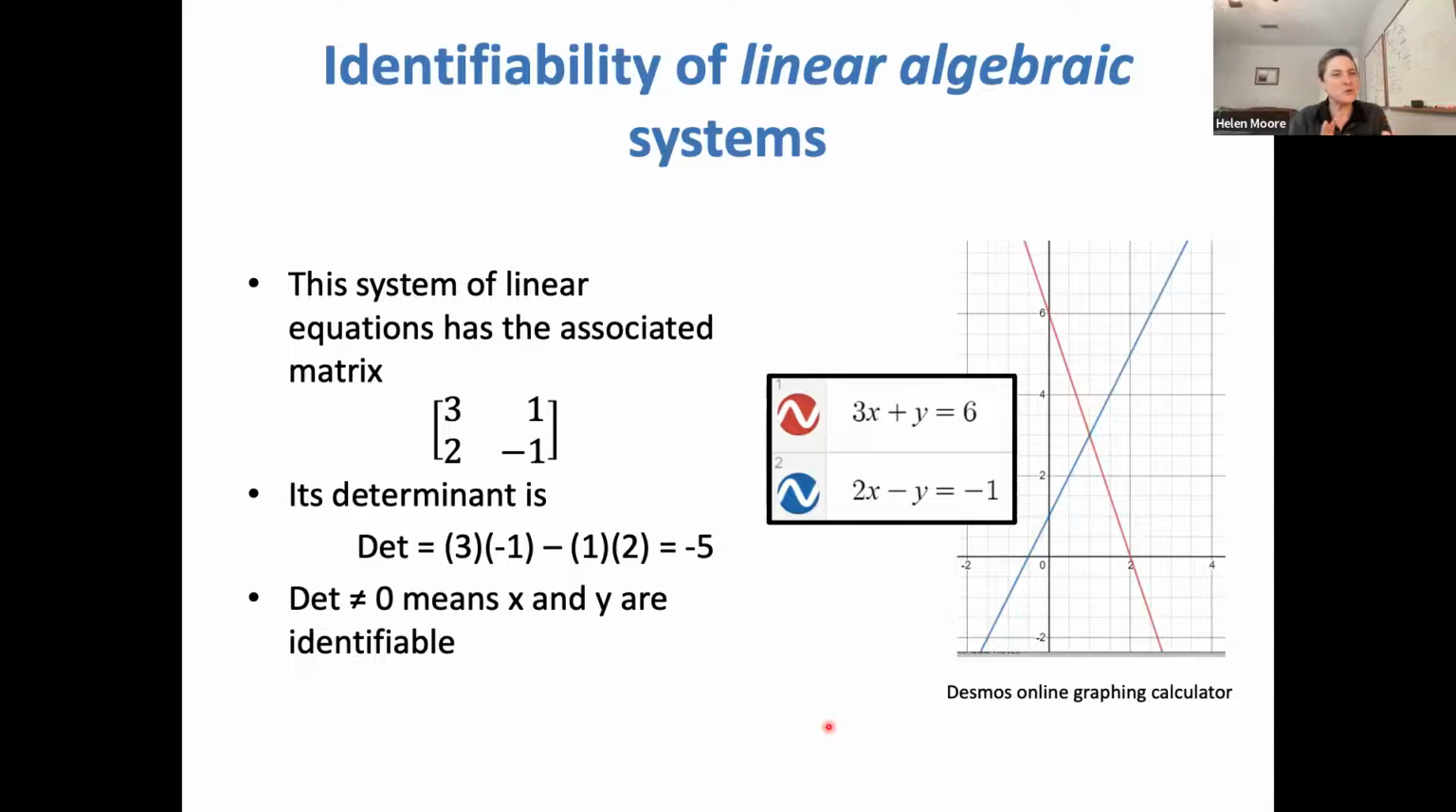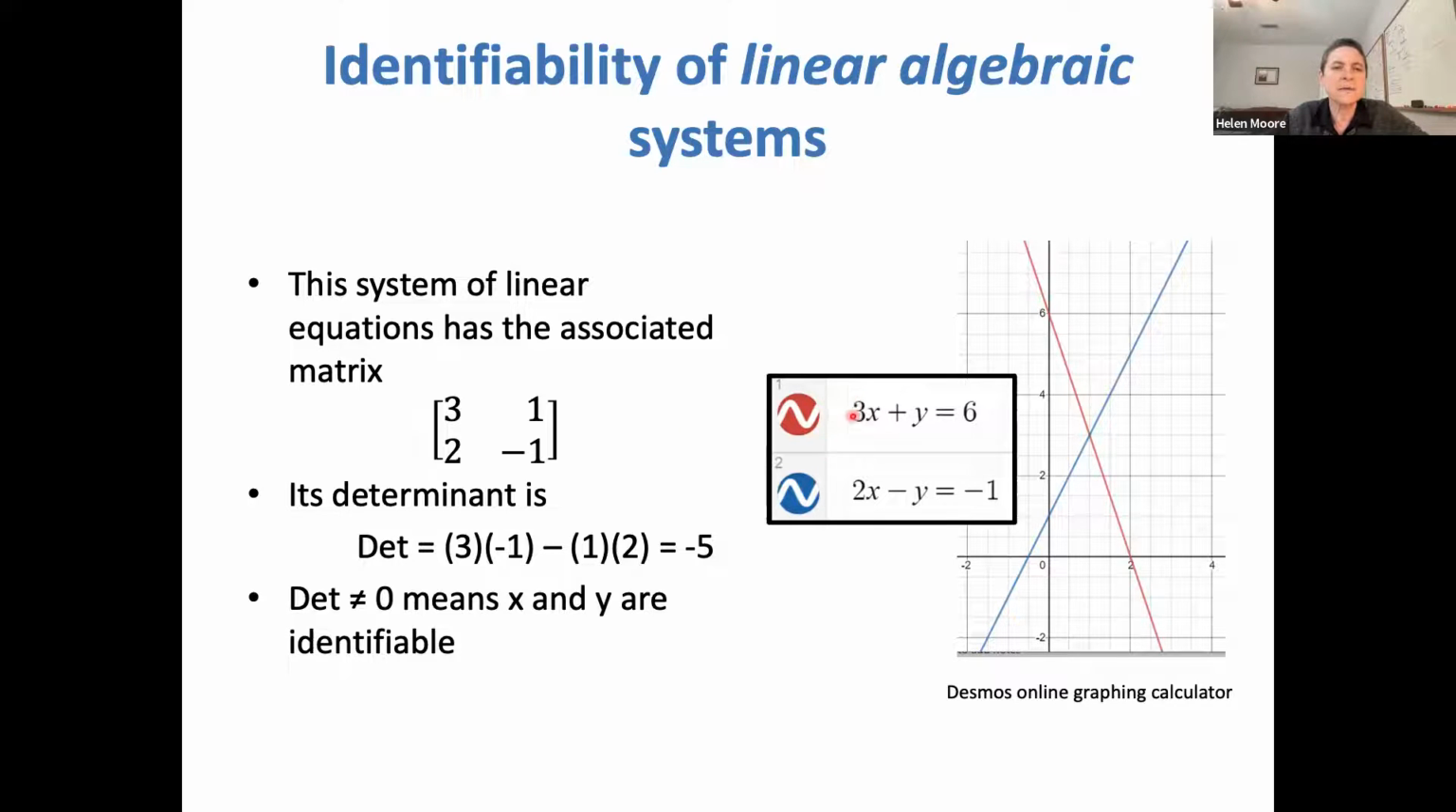And here I've got another toy example. So I've got a linear algebraic system. And what I've done here is I've pulled out this matrix. So you can see the system there. I've made a very simple one. I used Desmos to make this. And so you can see it's 2 lines. And when we think about identifiability, the way I want you to imagine this, as related to our biological models, is this is when we've collected some data.